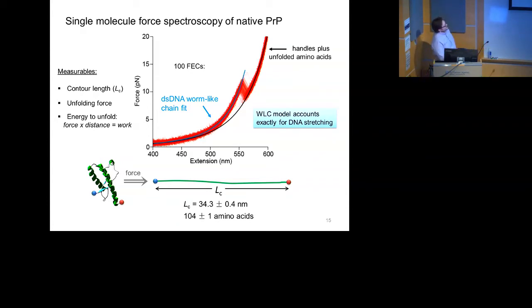The other thing we get that's very important is the force. Basically the unfolding force is the force right before this rip. By the way, we call this a rip or a sawtooth rip. So you get the unfolding force. We can also, by integrating the area below this curve, get the energy it took to unfold the protein. We can get thermodynamics from this. We can also get kinetics, as I'll show you.